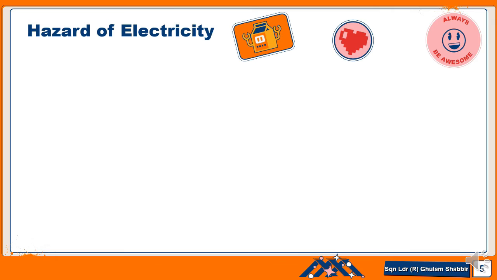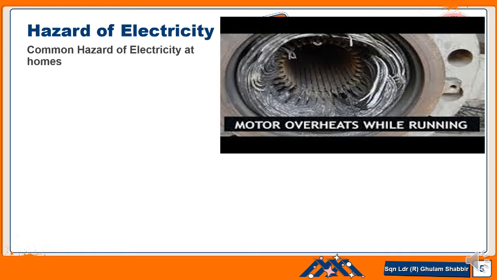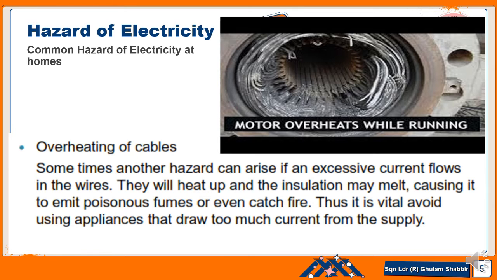As we are discussing the common hazards of electricity at homes, another common electricity hazard is overheating. As I discussed already, sometimes excessive current flows in the wires and produces a large amount of heat. The appliances will heat up, and the insulation may melt, causing it to emit poisonous fumes or even catch fire. Thus, it is vital to avoid using appliances that draw too much current from the supply.